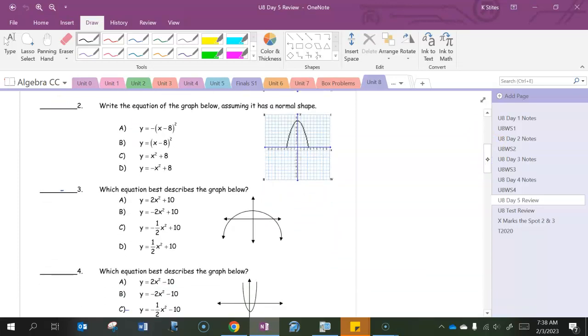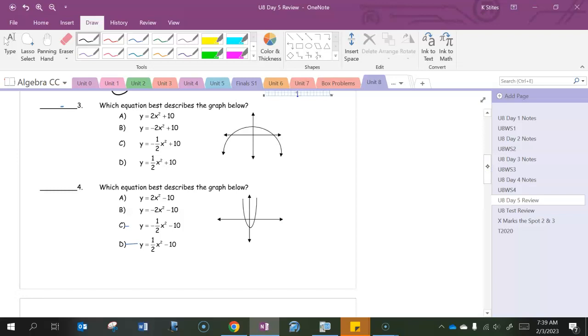All right, same thing for this one, but this time you're going to notice this is opening down. So I need to have a negative in front. I'm going to get rid of this. I'm going to get rid of this. Okay, and then finally my vertex is at 0, 8. Okay, so that's my x, that's my y. So it can't be letter A because 8 here is with the x. I want D. D is my answer.